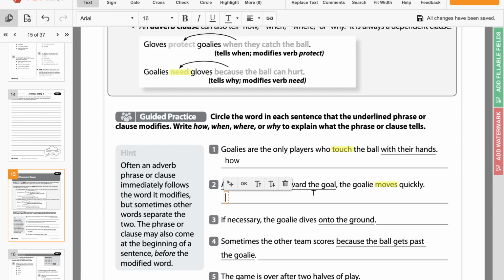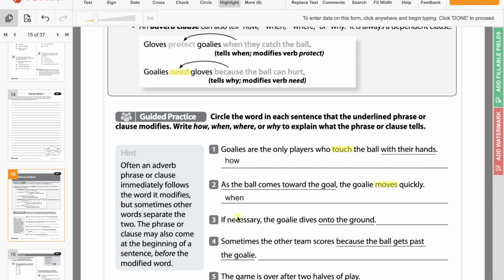So we could just ask ourselves, if you said, who touched the ball? How did they touch the ball? With their hands. That answers it fine. But if you said, who touched the ball? With their hands. That doesn't make sense. So that's how you can explain what the phrase or clause tells.